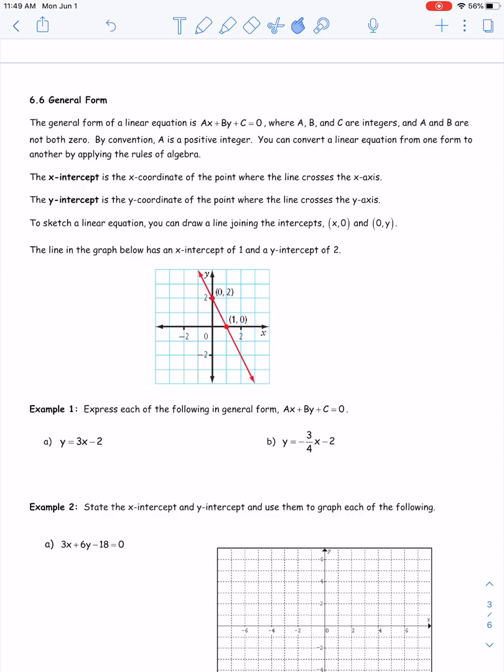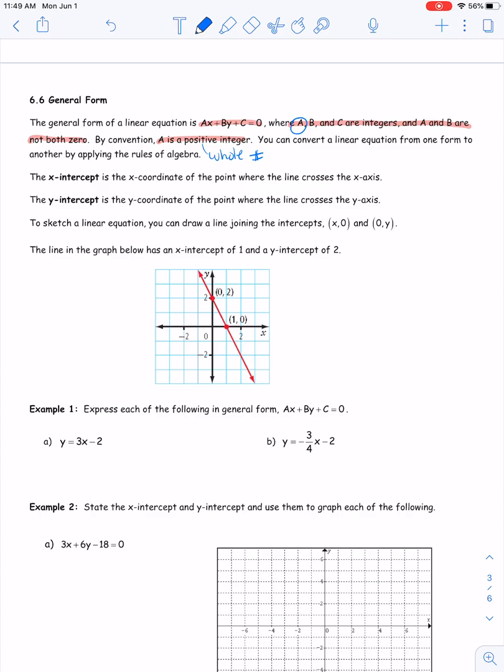All right, let's finish up here with general form. The general form of a linear equation is ax plus by plus c equals 0, where a, b, and c are integers, and a and b are not both 0. By convention, a is a positive integer, which means that a is a whole number. So let's just go with that. We're going to say a is a whole number always, okay, which means that it can't be negative.